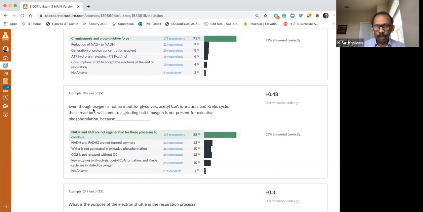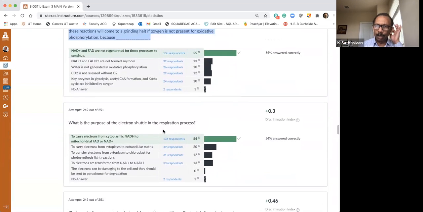So the next one is very similar to the fermentation question, even though this is a question we asked before in the square cap session. I asked why oxygen is not an input in glycolysis, acetyl-CoA formation, or the Krebs cycle, but everything will stop if oxygen is not present in oxidative phosphorylation. It is because oxygen is not there to accept the electrons from the electron transport chain coming from NADH and FADH2, and they become NAD plus and FAD. They need to go back into those reactions. You need to know that connection. Only half the class got it right. And it's a very high discrimination index.